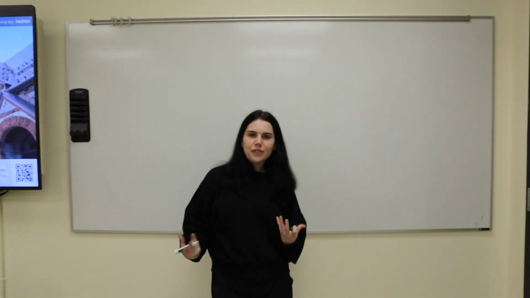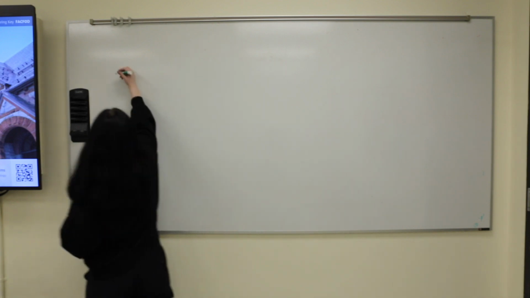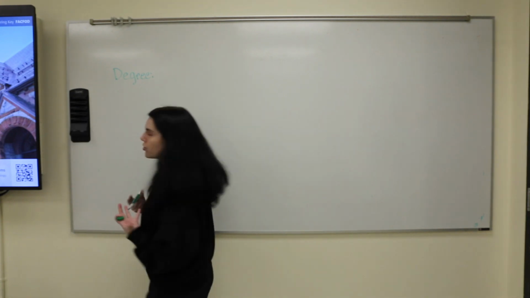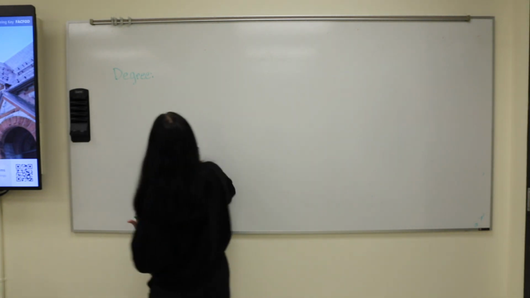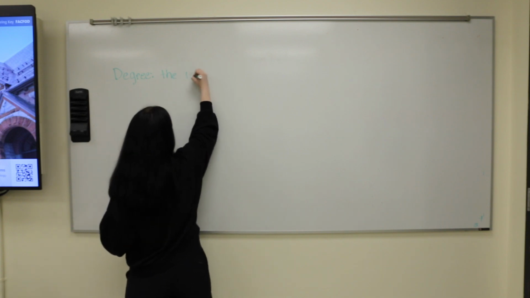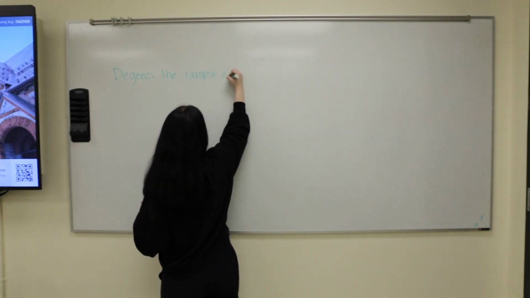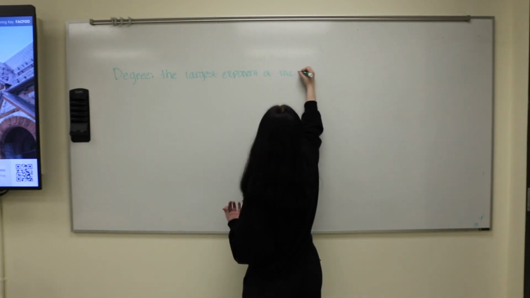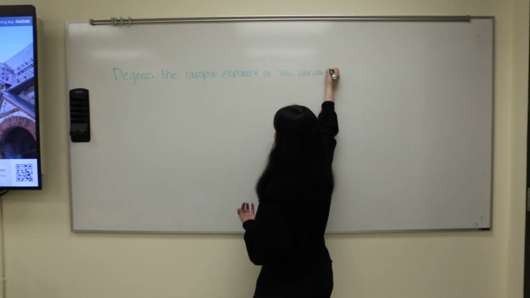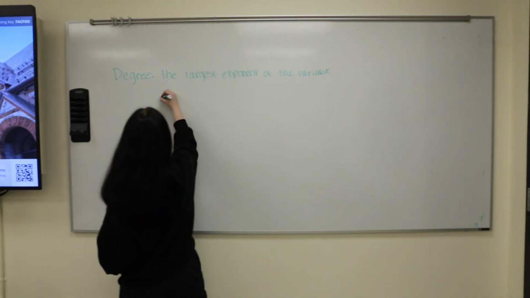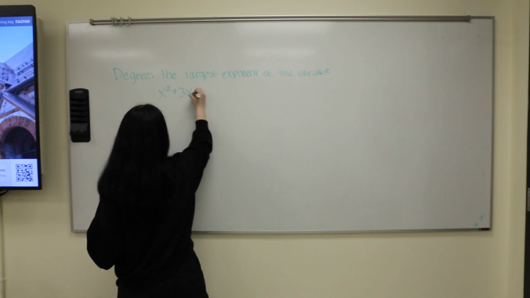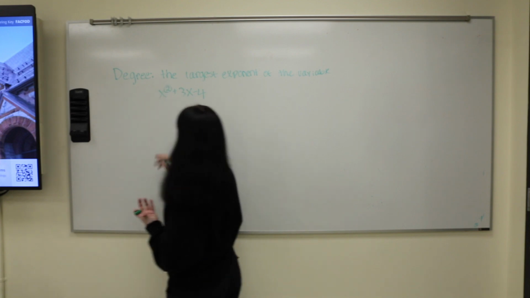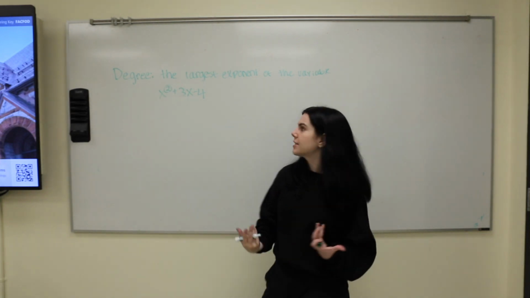We're going to discuss a few more definitions. So the first definition we're going to talk about is the degree of a polynomial. So the degree of a polynomial that has one variable is the largest exponent of that variable. So for example, the degree of the polynomial x squared plus 3x minus 4 is 2, because this is the largest exponent of x in this polynomial.